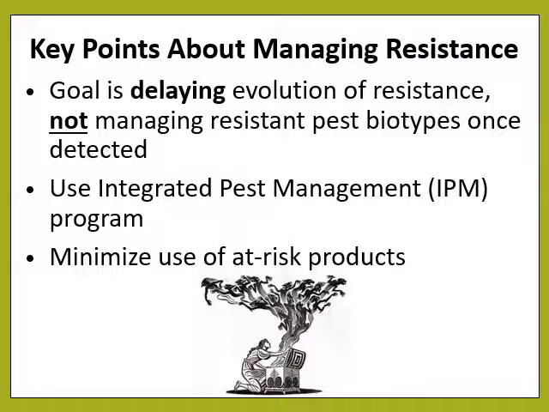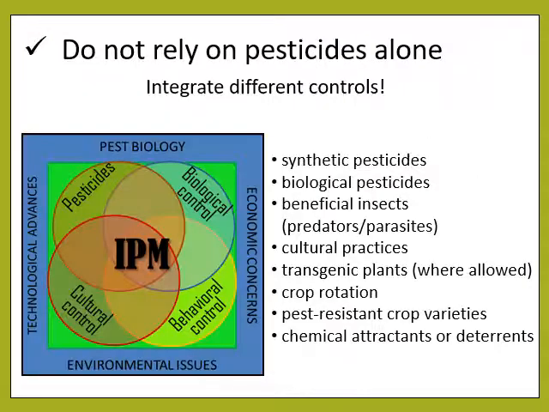They're all part of IPM, and one way is to minimize at-risk products or use them as infrequently as possible. Certainly, to the extent that you cannot rely on pesticides alone, integrate different controls, particularly integrating, for example, beneficial insects, predators, and parasites. You really need to think about the insecticides you're using so that they don't kill your beneficial insects, right? So a lot to go on there.